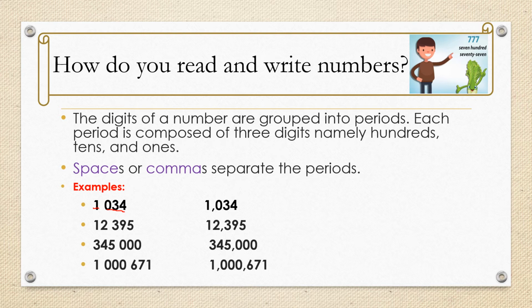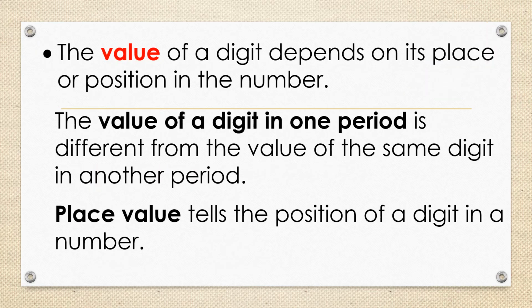Okay? So, this one, space, space. Diba? Between millions and thousands and then units. So, may dalawang space dyan. Or you just comma. Okay? Are we good? Yes. Now, we go to the value of a digit.